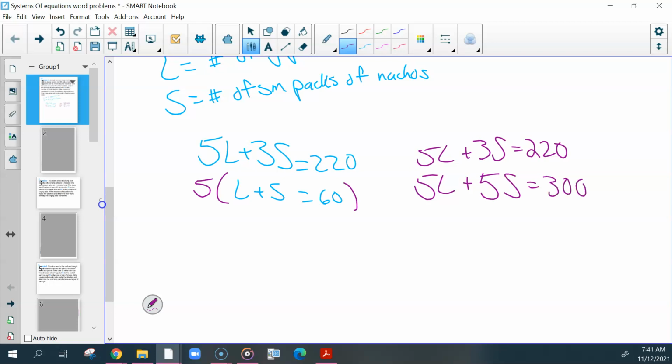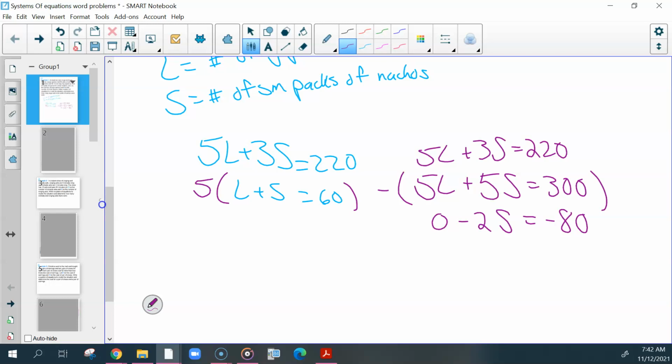Okay. And then, because we're trying to get rid of our L's and both are positive, we can subtract the equation. So when I subtract these, 5L minus 5L gives me 0. 3 minus 5 gives me negative 2S. 220 minus 300 gives me negative 80.